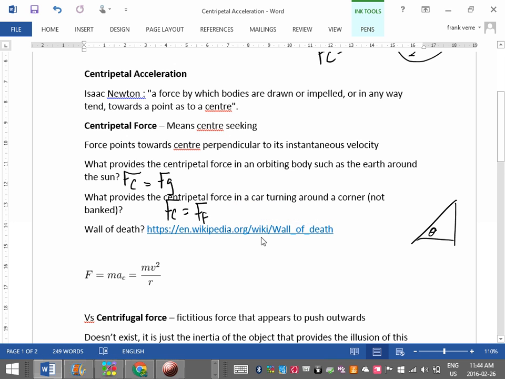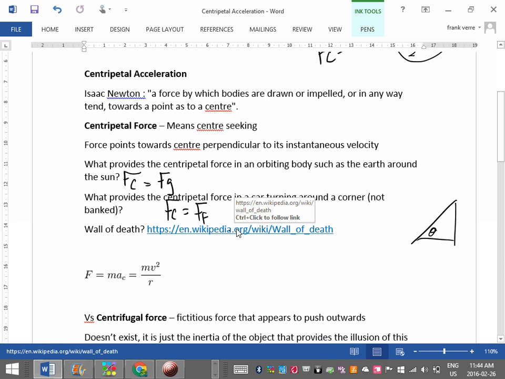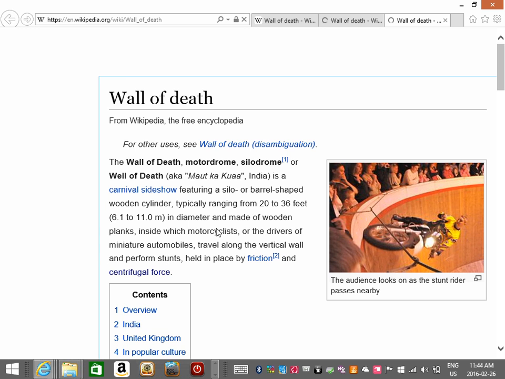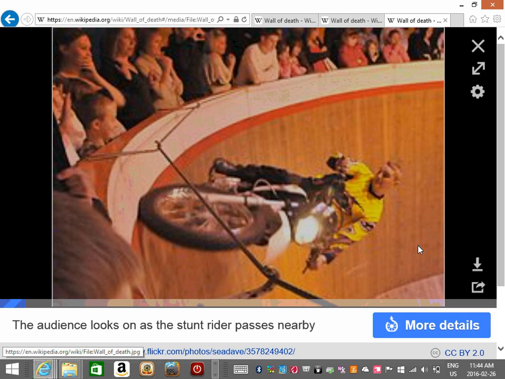I have a link here to something called the wall of death. Well, was it not working? Let's see, the wall of death. It's a good name, eh? The wall of death. So this is the wall of death. Okay, so here's the wall of death. There it is.